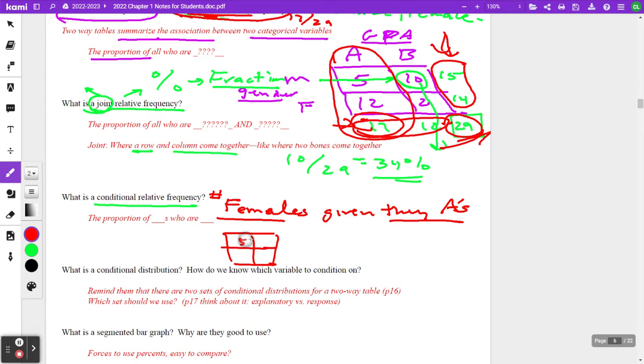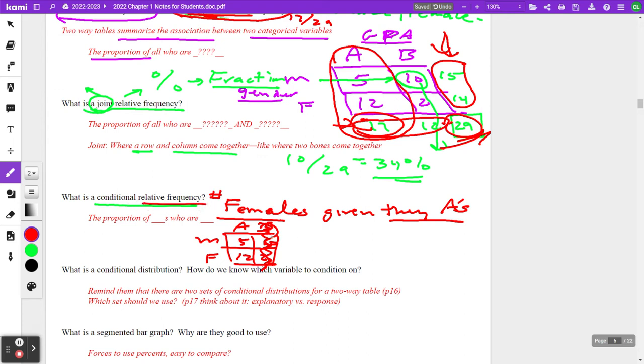Getting better. So we got 5, we got 10, we got 12, we got 2, we got A, we got B, we got male, and we got female. Okay, so what we want is a number of females given that they got A's, right? So we don't care about B's. So since we don't care about B's, we just get rid of them.